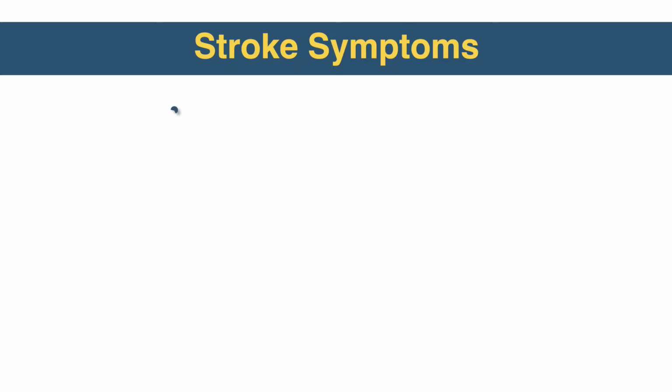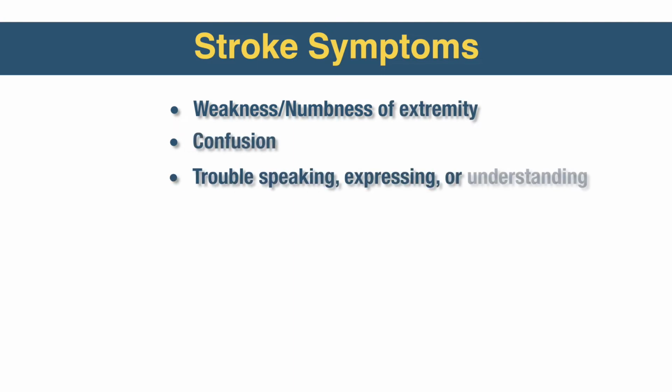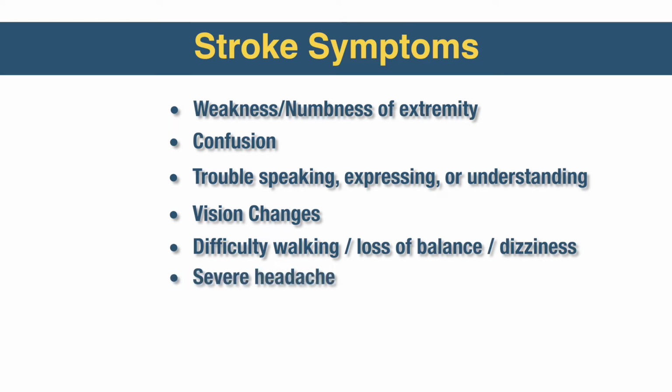Signs and symptoms are going to include weakness of one extremity, numbness, confusion, trouble speaking or understanding what the individual is trying to say, trouble seeing in one or both eyes, difficulty walking, dizziness, loss of balance and coordination, and a sudden severe headache.